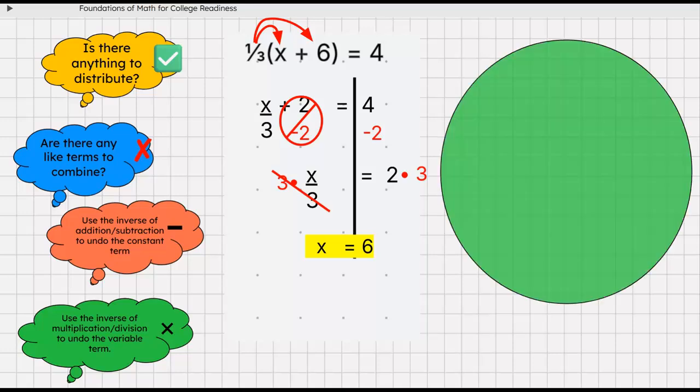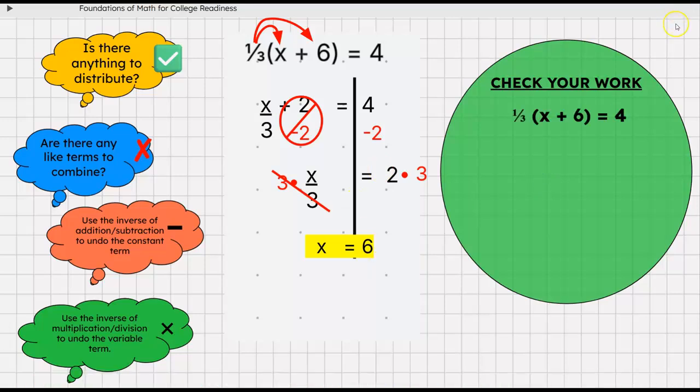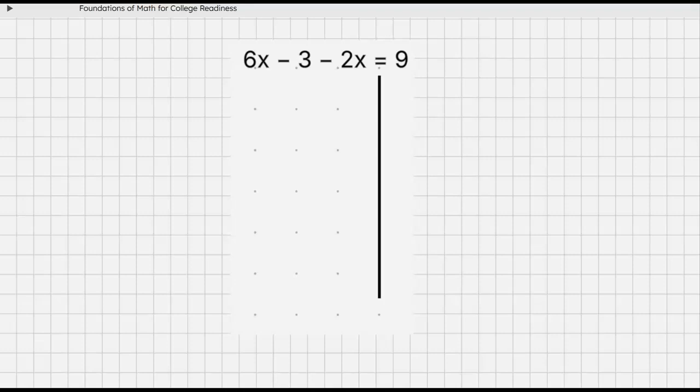And don't forget to check your answer. I know this can feel redundant, but it's important. So our original equation was 1/3 times x plus 6 equals 4. So if we substitute our value, we will have 1/3 of 6 plus 6 equals 4, or 1/3 of 12. 1/3 of 12 is the same thing as 12 divided by 3, and that is 4. So 4 does equal 4. Let's look at the next one.